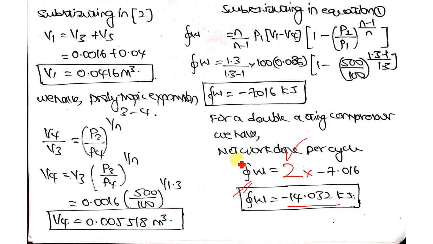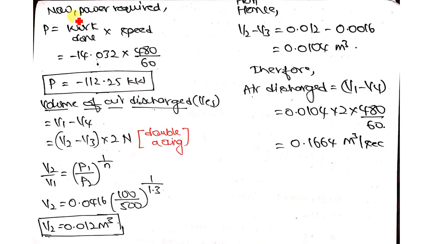Okay. Next. Power required, he has asked for the power required. So, we have calculated the work done. I told you power required can be calculated as work done times speed. The speed he has given, substitute in RPS. So, this speed should be in RPS, but he has given it in RPM, so divide by 60 there. Calculate the value, it would be minus 112.25 kilowatts. So, this is the power required to drive your compressor.